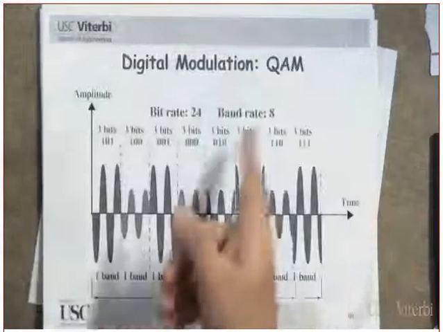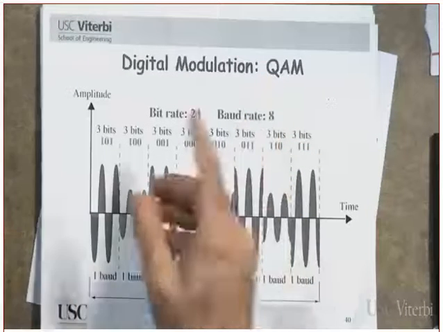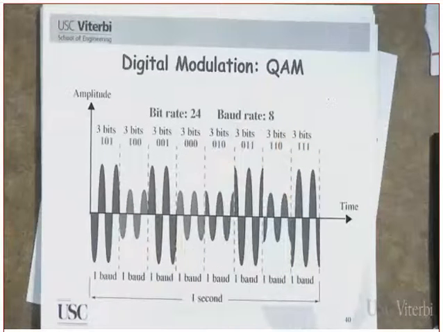It's just I want to show it to you. Tell me, what am I doing here? First of all, what is the name of the modulation? QAM. QAM stands for what? Quadrature amplitude modulation.